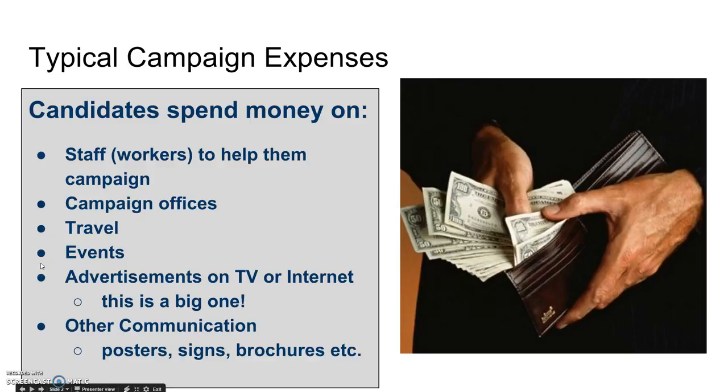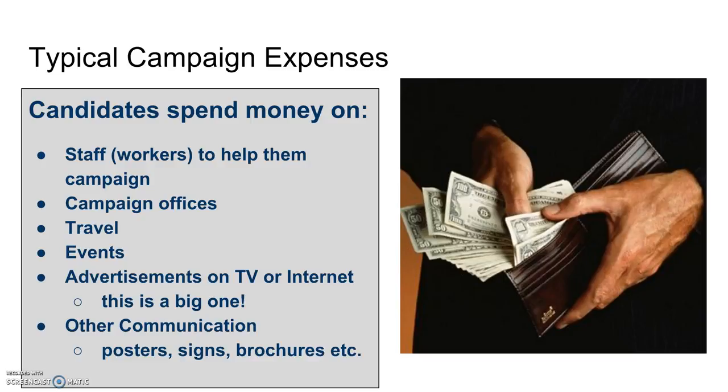Hosting events, rallies, and things like that is another expense. Running advertisements on television or paying for things that come up on the internet is probably one of the bigger campaign expenses that candidates have to pay for. And then there are other ways that candidates can get the word out about their campaign, about their election hopes or their plans for holding office. These, of course, can involve things like posters and signs and brochures and buttons and that kind of stuff. And obviously, that kind of thing is going to cost money, too.